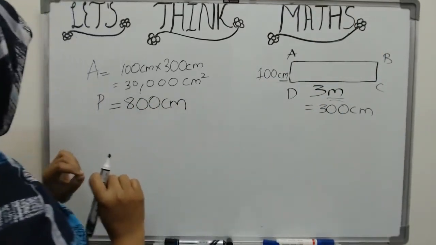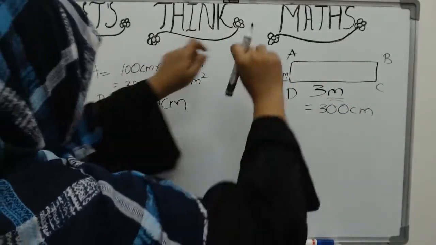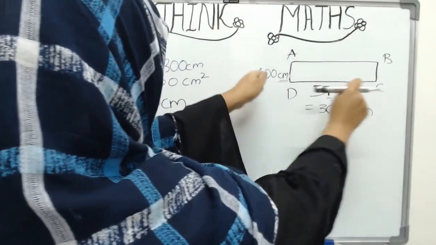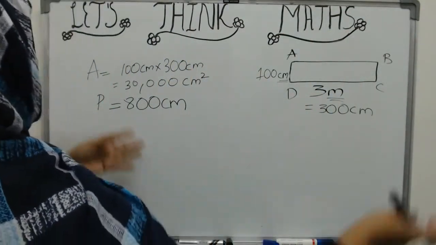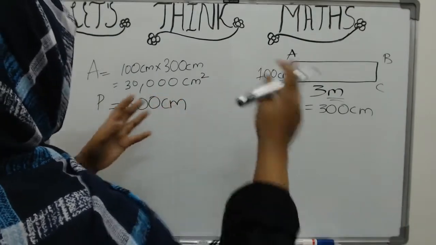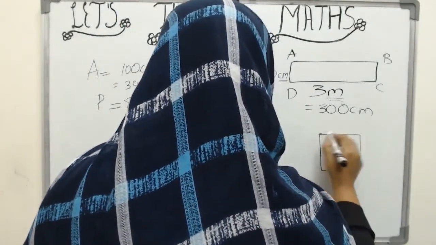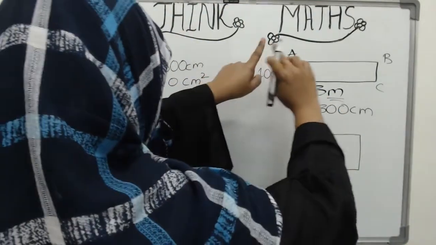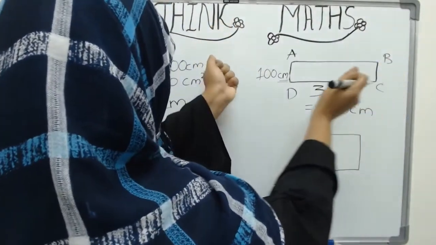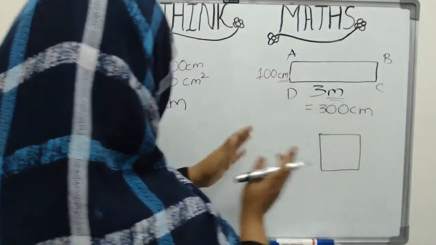Now suppose I have made this rectangle out of a wire. I took a wire, I bent it to form this rectangle. Now I am really bored. Now I take the same rectangle and I make it into a square. Now can you tell me what will be the sides of the square? It is the same wire. With the same wire I first make a rectangle and then with the same wire I make a square.